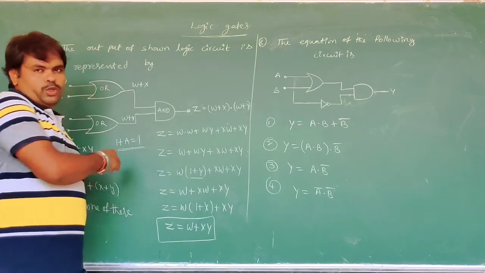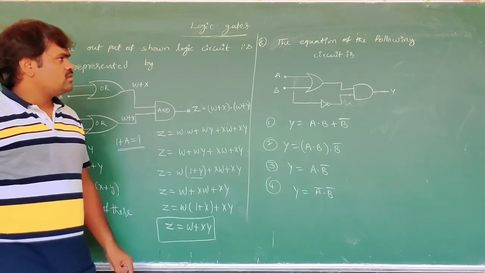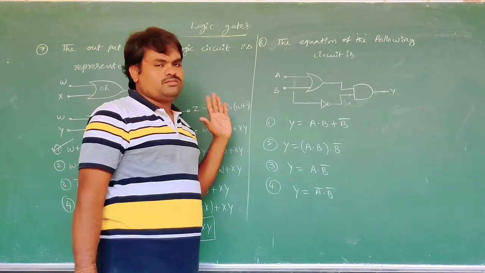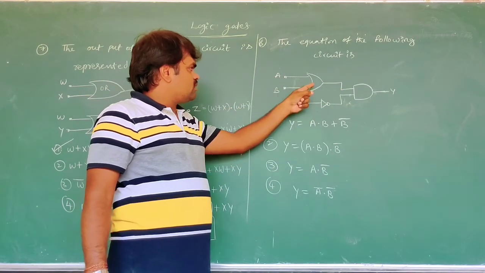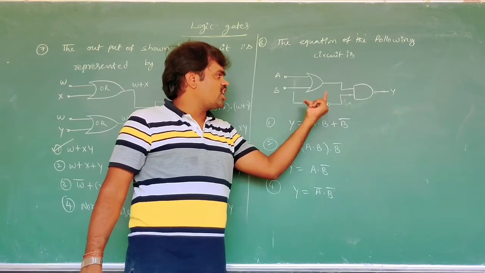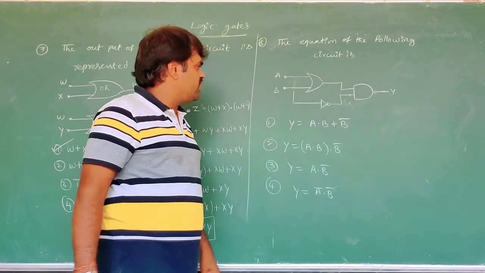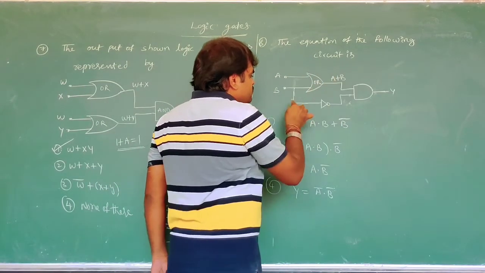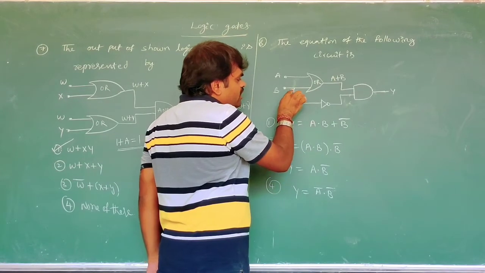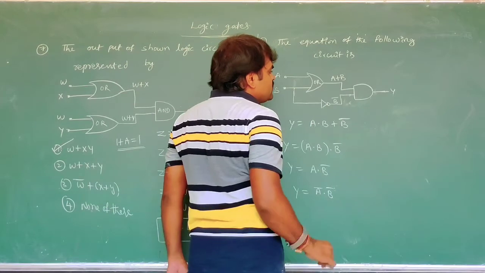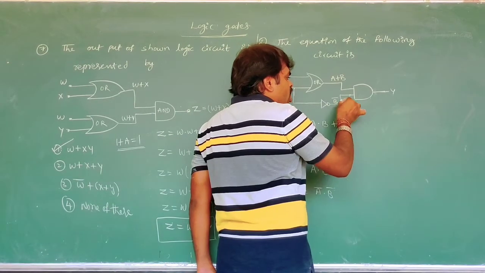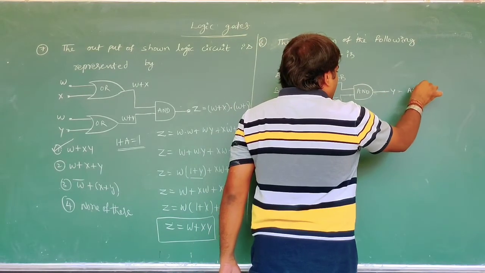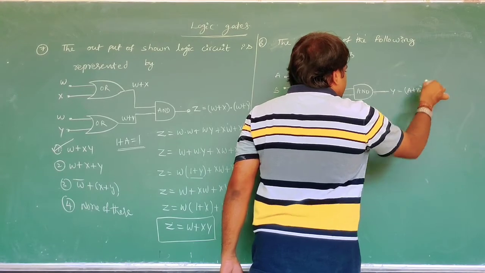Now it's a very important problem. Now we're going to the 8th one. It's also very important. The equation of the following circuit: there is a combination of three gates, an OR gate, an AND gate and a NOT gate. Here the OR gate operation is A plus B. NOT is connected to the B input, that's why it is B bar. Now A plus B and B bar are the inputs of the AND gate. The AND operation is (A plus B) dot B bar.